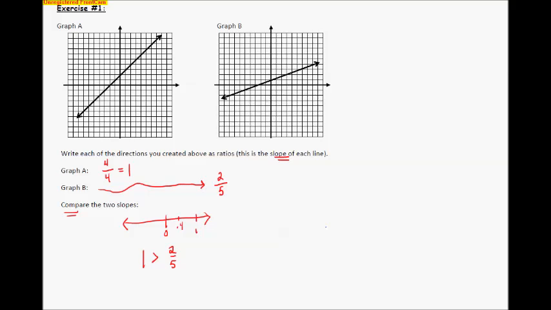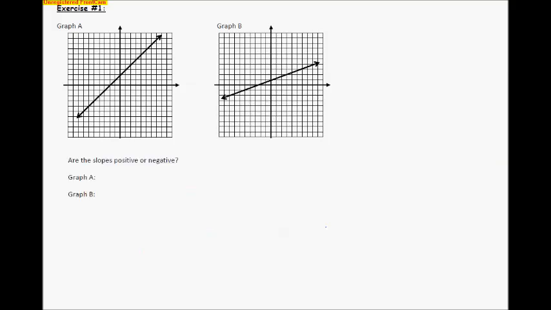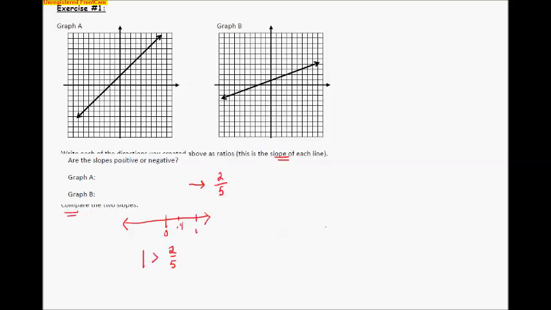Okay, and finally, I think we have another set of directions here. Are the slopes positive or negative? Well, very easy. I could go back to this layer, and I could say, are those positive numbers or are they negative numbers? Well, both of those are positive. And we're going to talk much more about slope in the future. Whenever a line goes up to the right, it always has a positive slope. So both of these are positive.